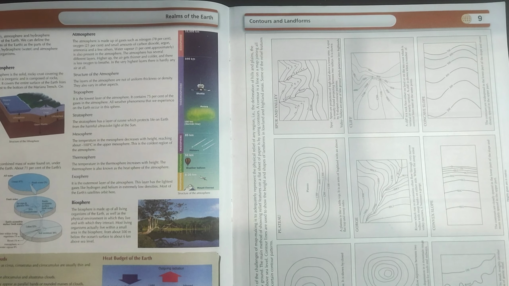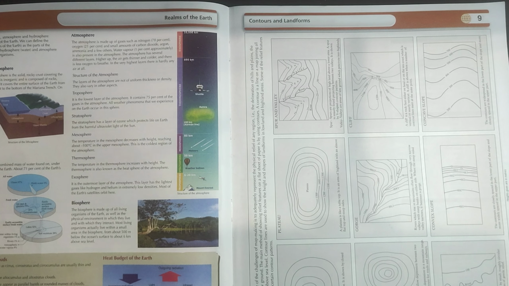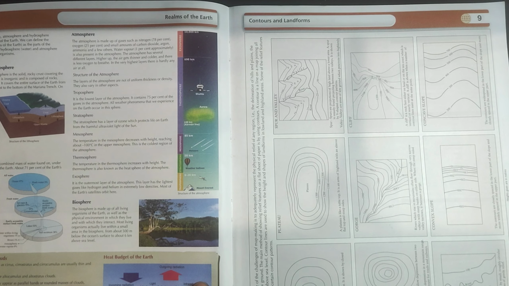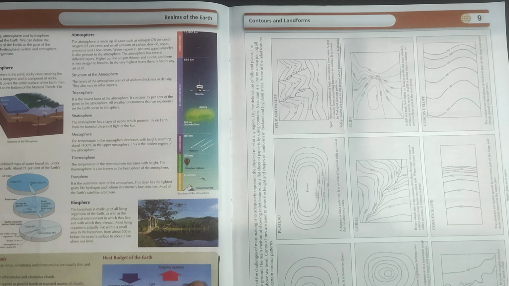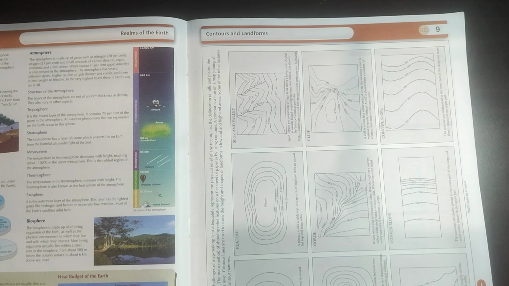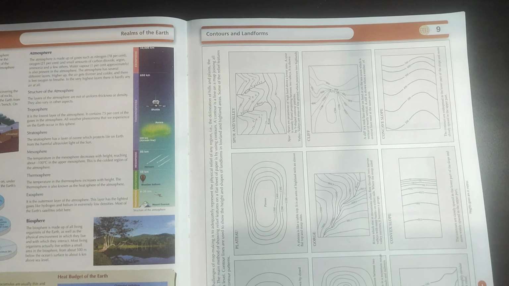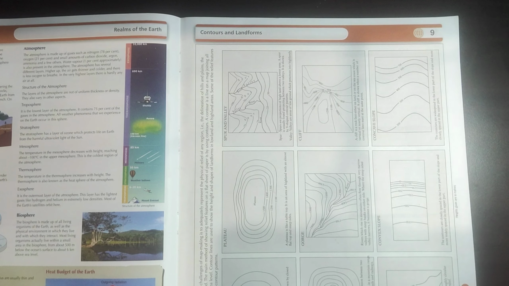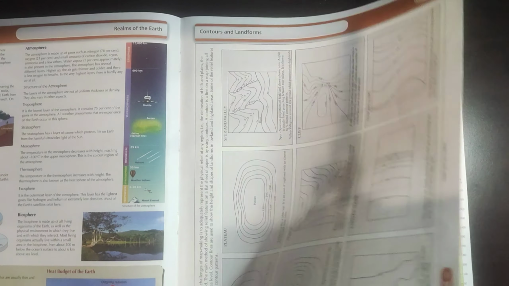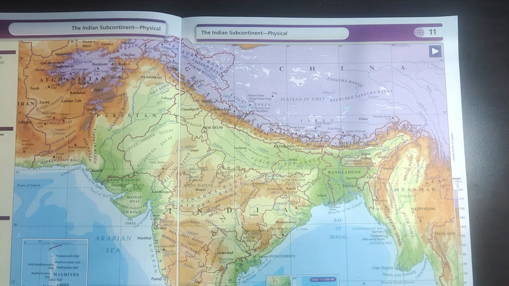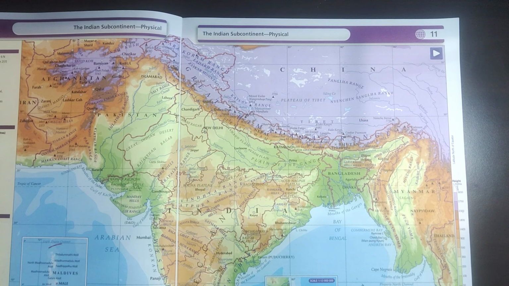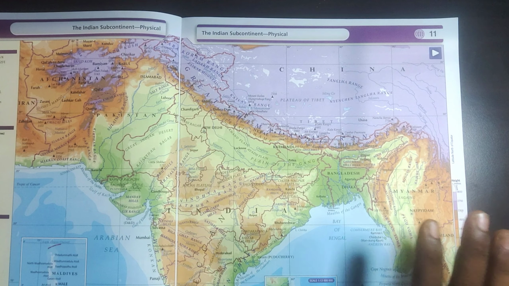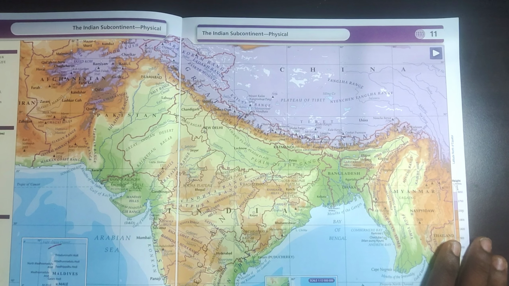And then they have given the atmospheric clouds and the heat budget of the earth by pictorial representation. We can have a better understanding when we study this. And then as a part of the landforms, they have given the contours and landforms information with diagrammatic pictures. And very importantly, they have given the information of the Indian subcontinent with a physical map.